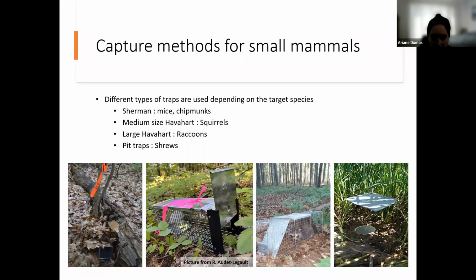There are also larger traps like the ones in the picture in the center. These can be used for squirrels or raccoons, for example. For all those three traps, the principle is really simple. You have a bait inside, and when the animal passes, it presses the lever that makes the door close. Normally they don't get hurt at all during that process. And the last picture is a pit trap. These are normally used for smaller animals like shrews. They simply pass by and fall in the trap, and that's how you catch them.